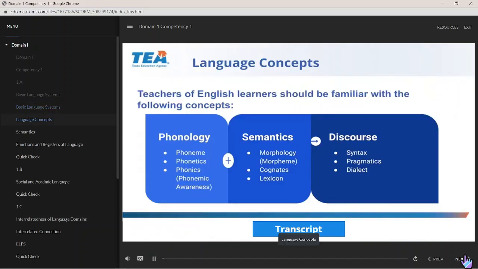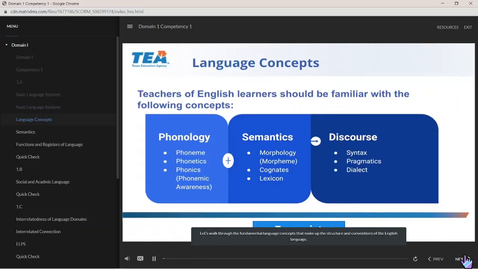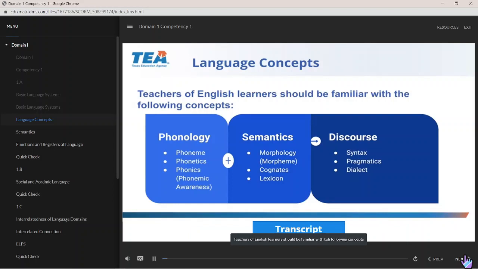Language concepts. Let's walk through the fundamental language concepts that make up the structures and conventions of the English language. Teachers of English learners should be familiar with the following concepts: phonology, phoneme, phonetics, phonics, phonemic awareness, semantics, morphology, morphemes, cognates, lexicon, discourse, syntax, pragmatics, and dialect. You'll see that they've been organized to help you understand relationships between concepts.